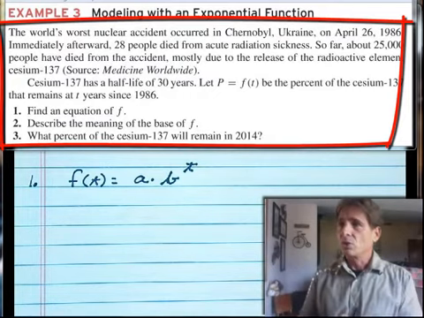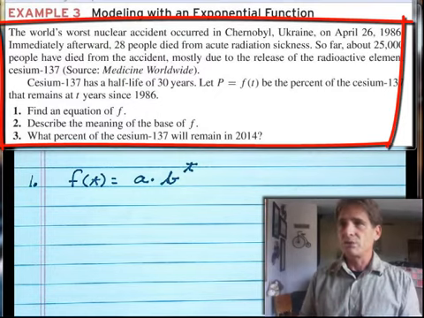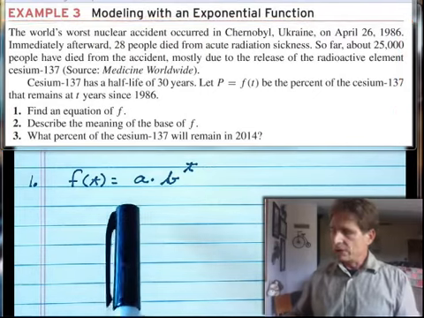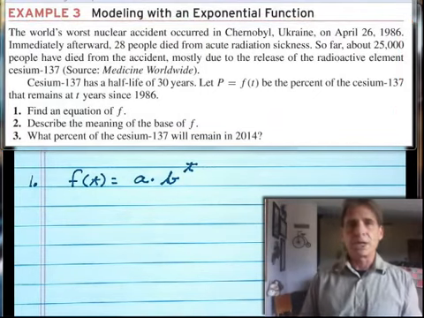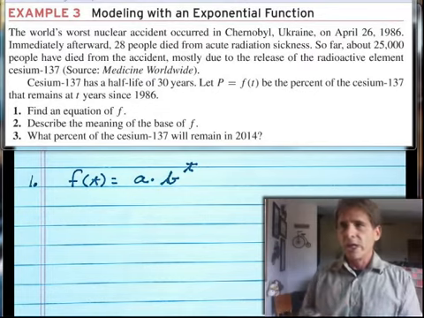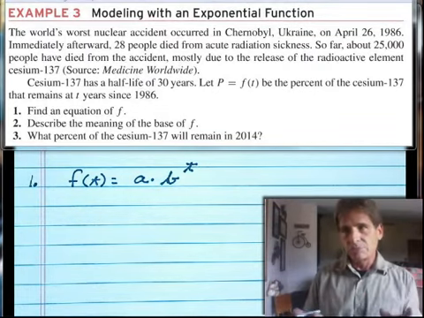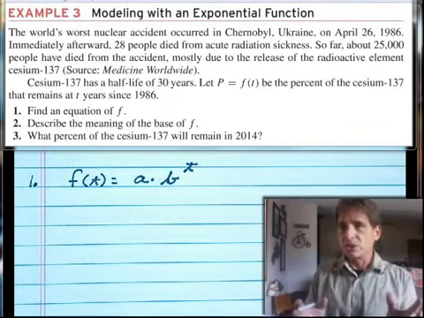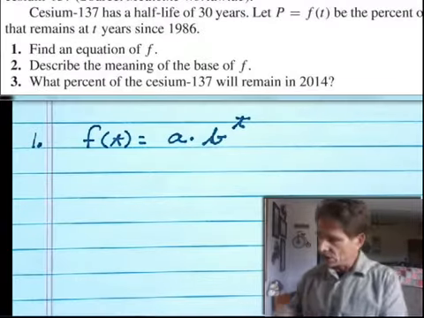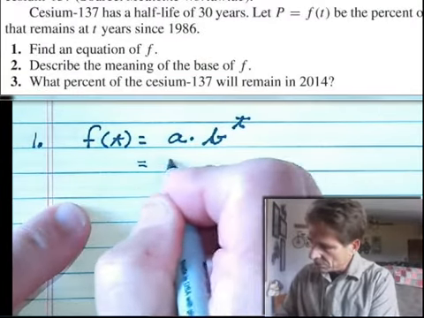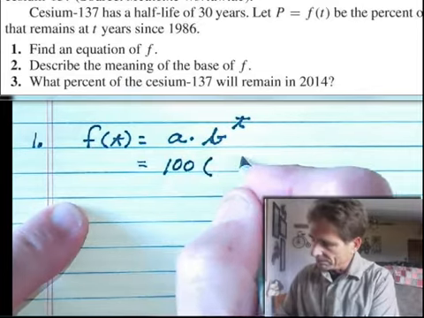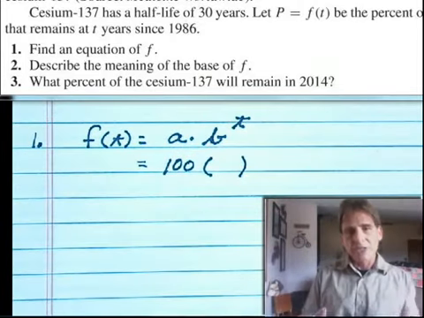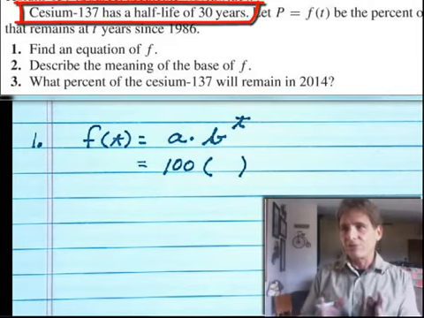So let's continue. Let P equal F of T be the percent of cesium-137 that remains T years since 1986. Find the equation of F. Again, we need the initial amount and we need the base multiplier. This is just a little tricky. It doesn't really say how much you started out with, but because it's radiation, you start out with full radiation, 100% of cesium-137 initially. And so I will use the number 100 representing 100%. The base multiplier, as you might have guessed, is 1/2 because it has a half-life of 30 years.